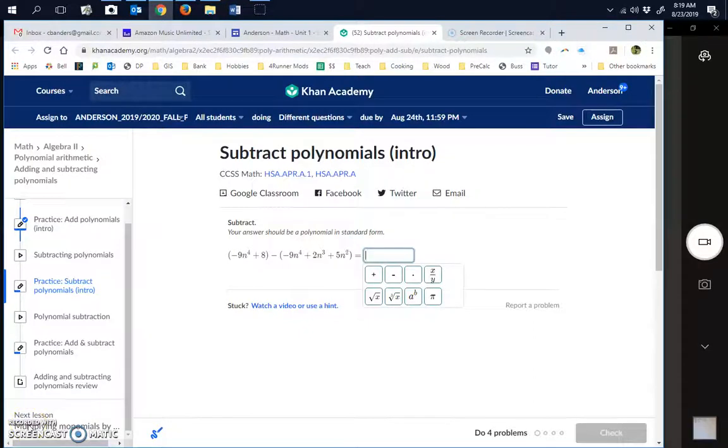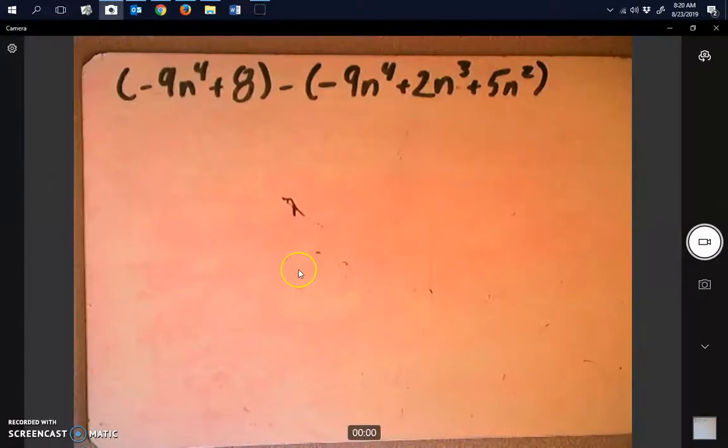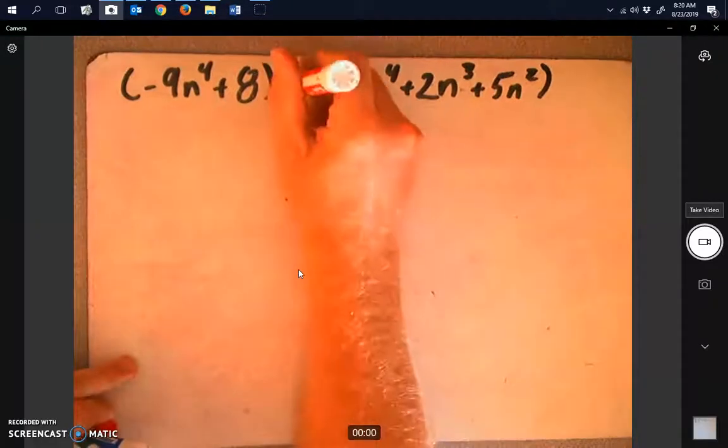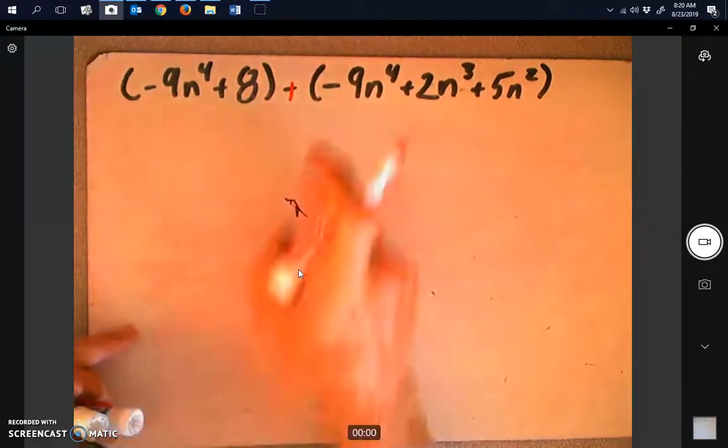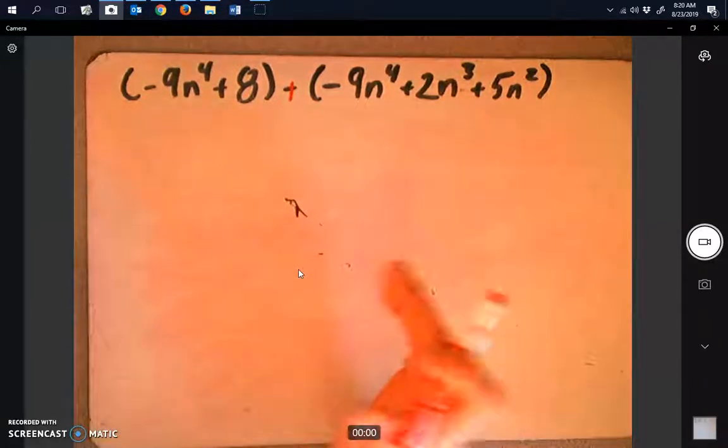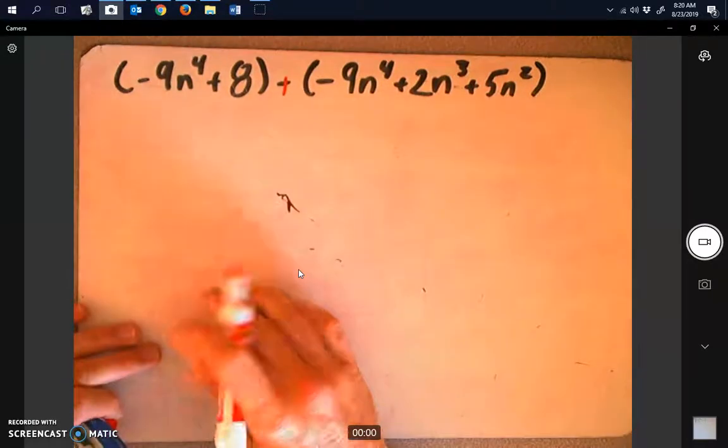Subtract polynomials intro. All right, so this time we are subtracting, like the title says, which means that the subtraction sign outside of our parentheses here is going to change our signs inside. So I have this problem written down right here, and I will show you what I'm talking about. So the last one we had, this was an addition sign. So we just basically erased all the parentheses and added straight across. Well, now it's subtraction.